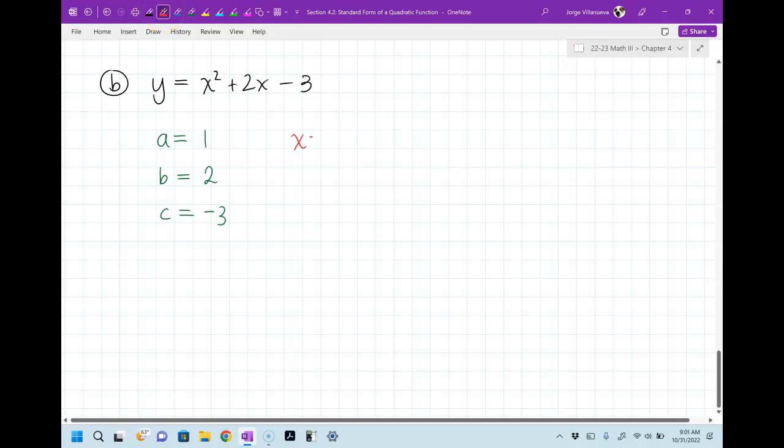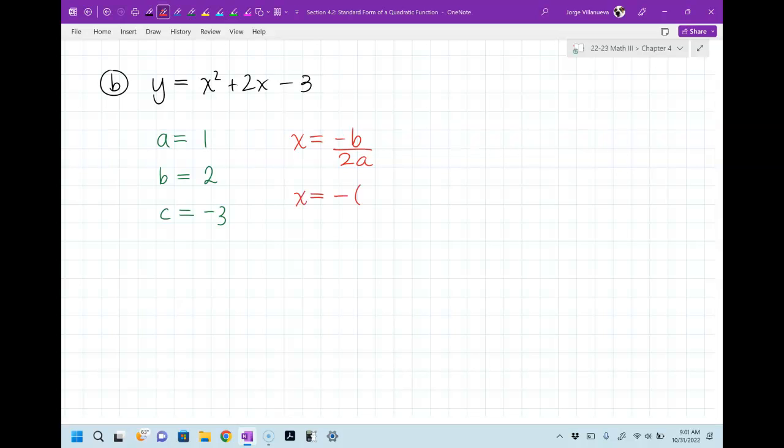Now let's find our axis of symmetry. -b over 2a. So negative, I saw b was 2, over 2 times a is 1, right? I know those numbers because I just listed them. So this is -2 over 2. This comes out to -1. So there's my axis of symmetry, -1.